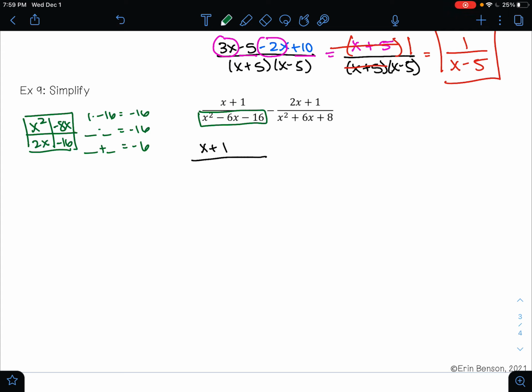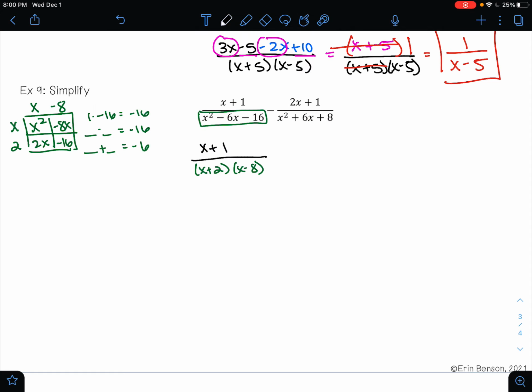In my top row, my GCF is x. In the bottom row, my GCF is 2. On the left side, my GCF is x. On the right side, my GCF is negative 8. So this is going to factor into x plus 2 times x minus 8.